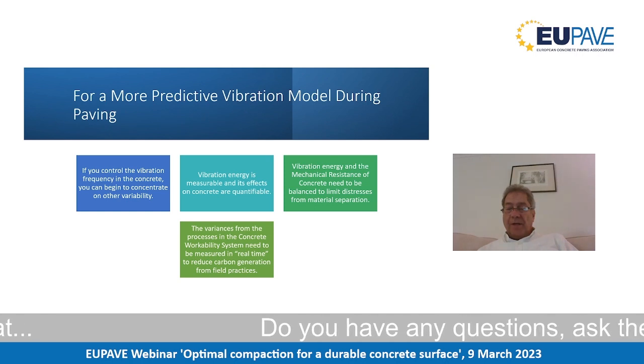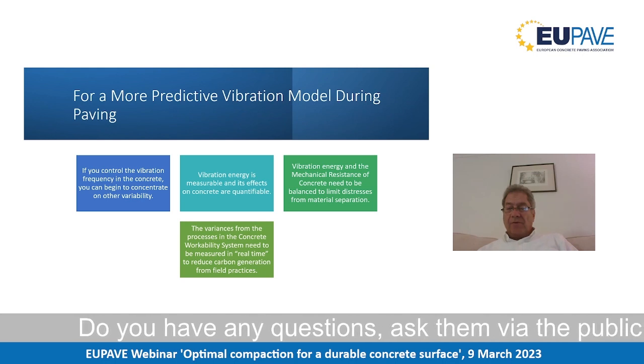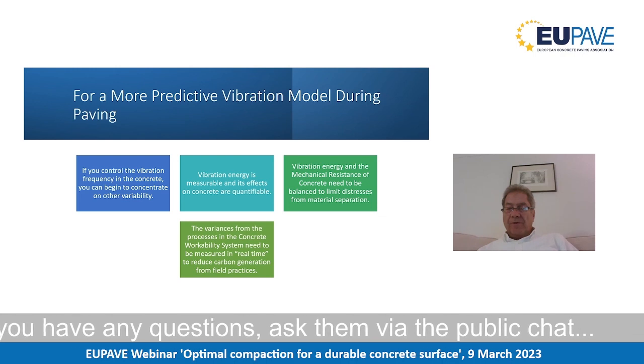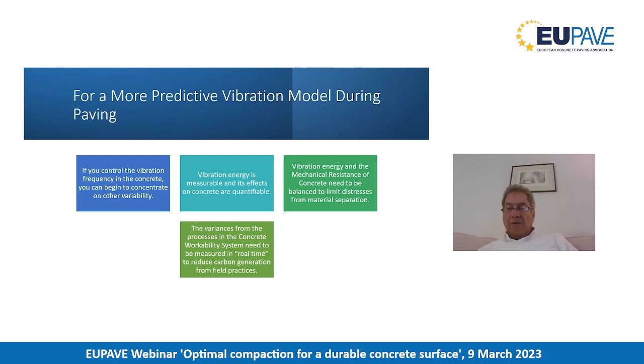Vibration energy and the mechanical resistance of concrete need to be balanced to limit distresses from material separation. The variances from the processes in the concrete workability system need to be measured in real time to reduce carbon generation from field practices.